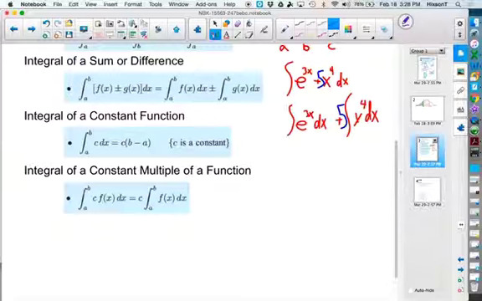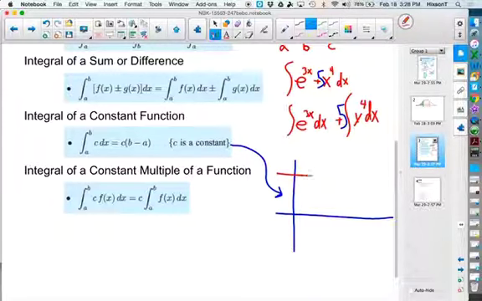Now, this one right here, the integral of a constant, is actually really easy if you picture it. I want the area under a curve. How could you make the integral of a constant? Just one straight line. Let's think about it. A constant is a horizontal line. Let's make it an actual horizontal line. That's much better.